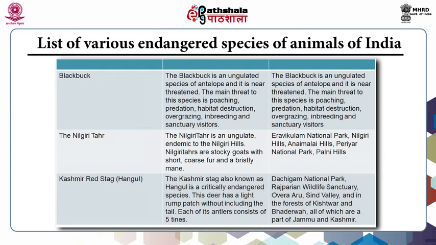The Kashmiri red stag, also known as hangul, is a critically endangered species. This deer has a light rump patch not including the tail. Each of its antlers consists of 5 tines. This animal is found in Dachigam National Park, then Rajparian Wildlife Sanctuary, Overa Aru, then Sindh Valley and in the forests of Kishtwar and Bhaderwah, all of which are parts of Jammu and Kashmir.